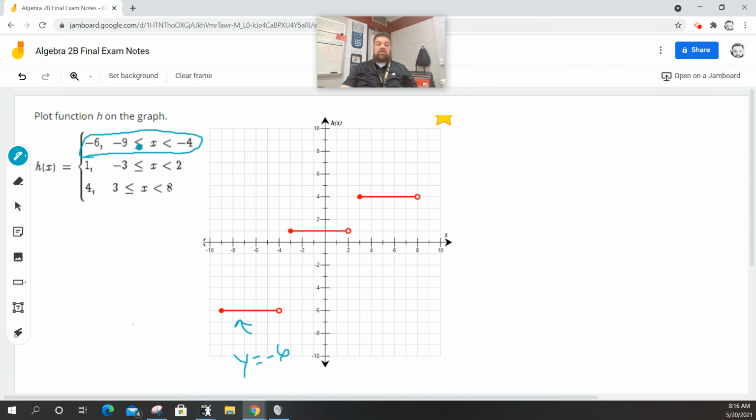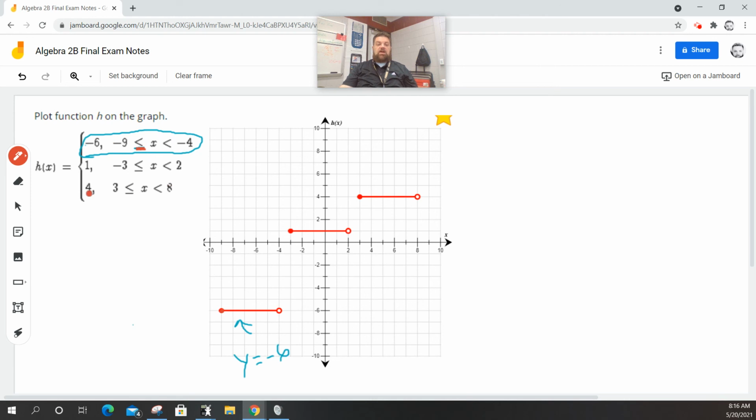However, what I want to point out is that when x has an equal sign, in other words, the -9 boundary has an equal sign as part of it, it's a closed circle. When it doesn't have that equal sign, it's an open circle.